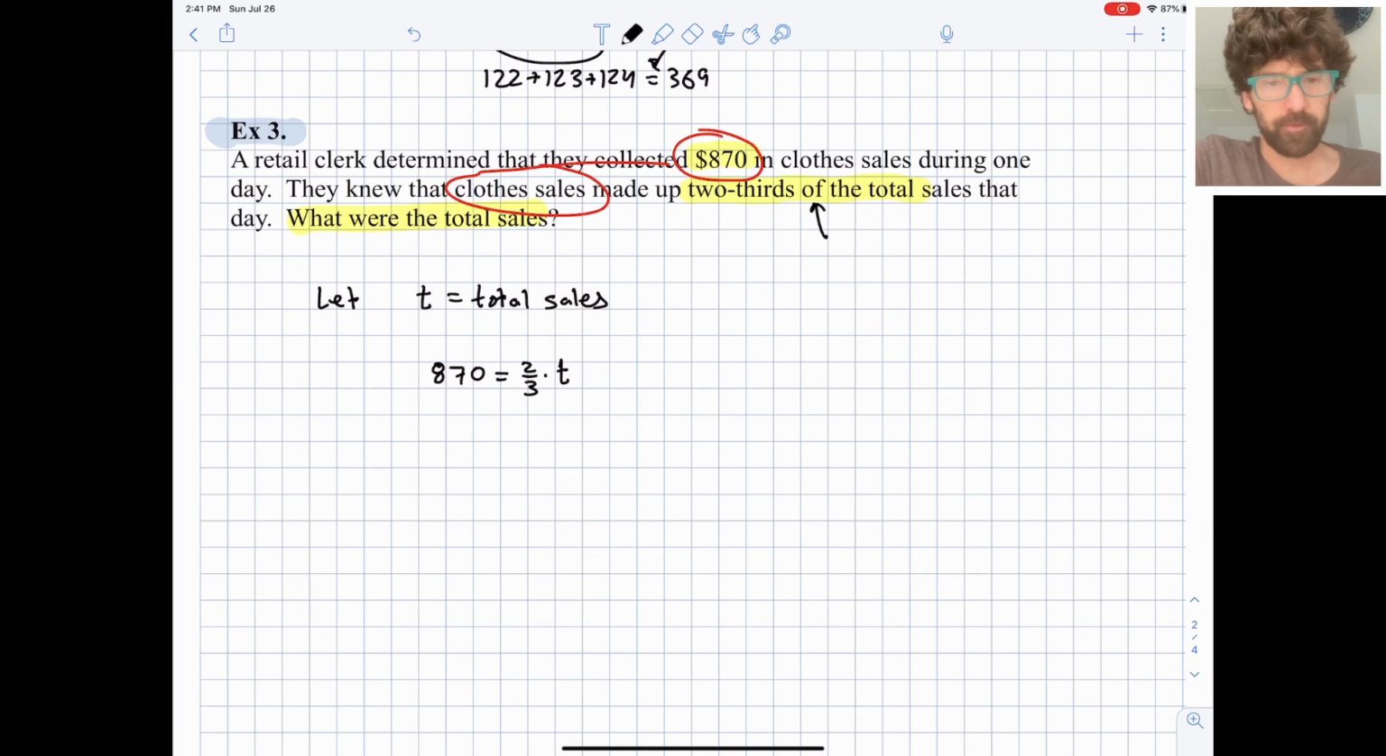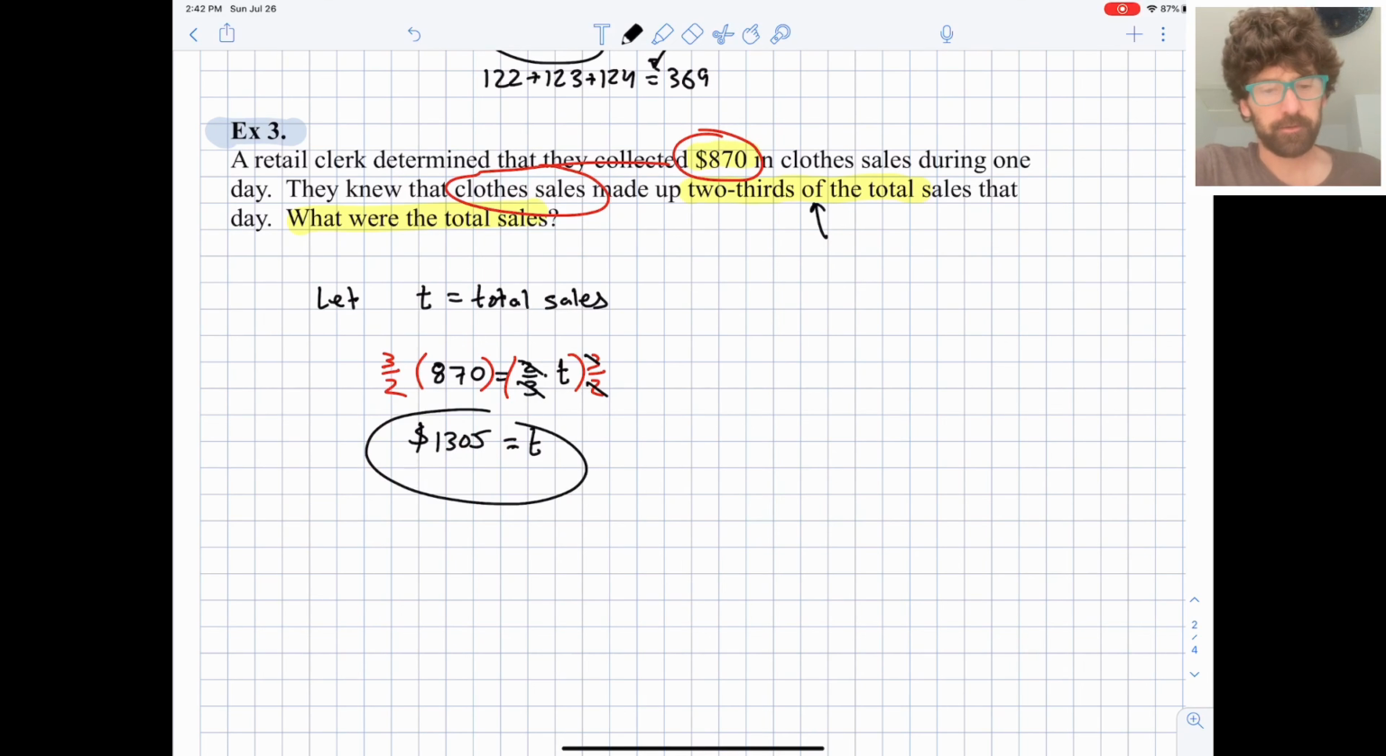Okay, we can do the reciprocal process here. Let's multiply both sides by 3/2. And let's see what we end up getting. On the right side, this 2 cancels with that 2. These 3's cancel, so we're left with just a t on the right. 870 times 3/2, that's 870 times 1.5. And we have $1,305 for total sales.